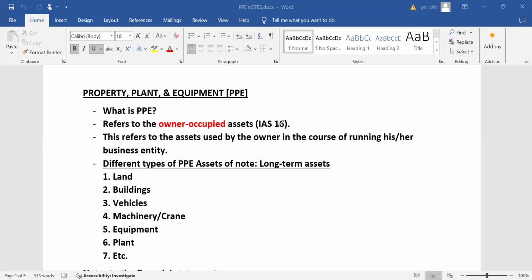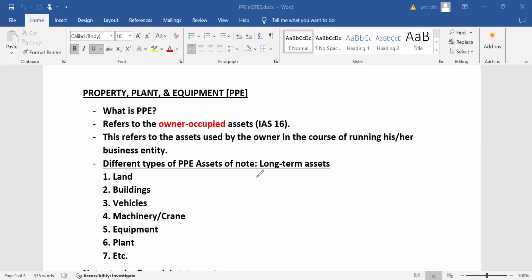So what are examples of such types of assets that are owner-occupied in nature? This would include, for instance, land, buildings, vehicles, machinery or crane, equipment, plant, just to name a few. All these are typical examples of property, plant, and equipment assets. Very important to take note of this.